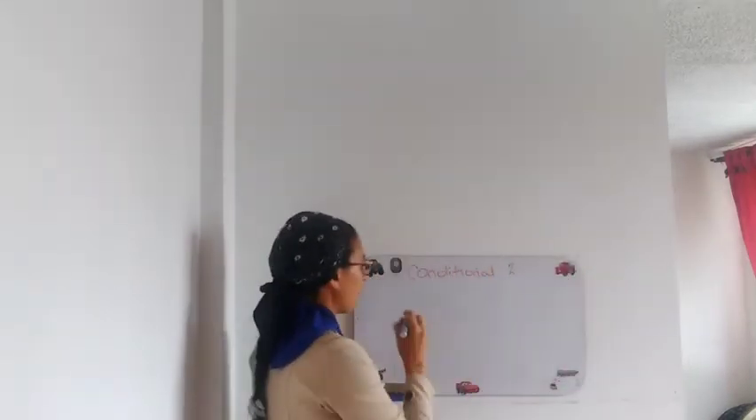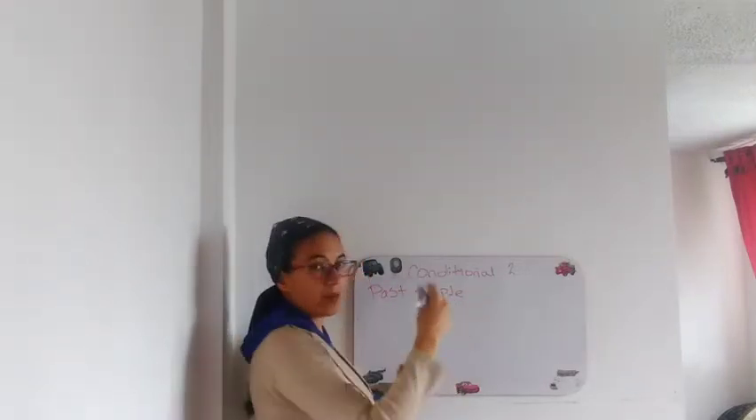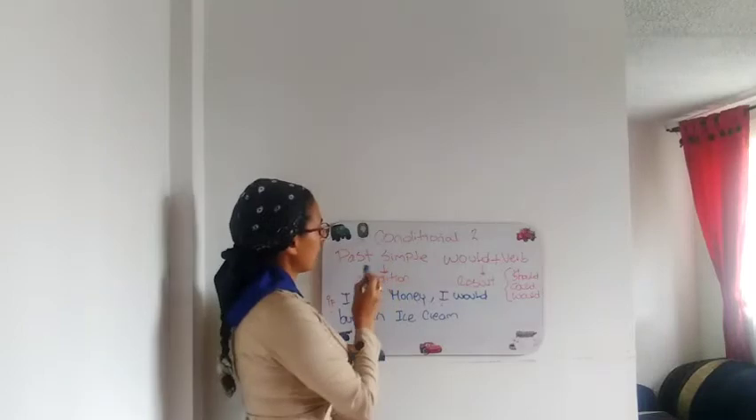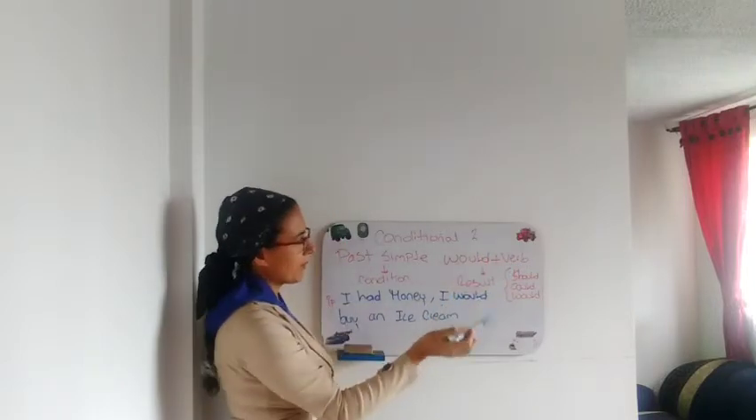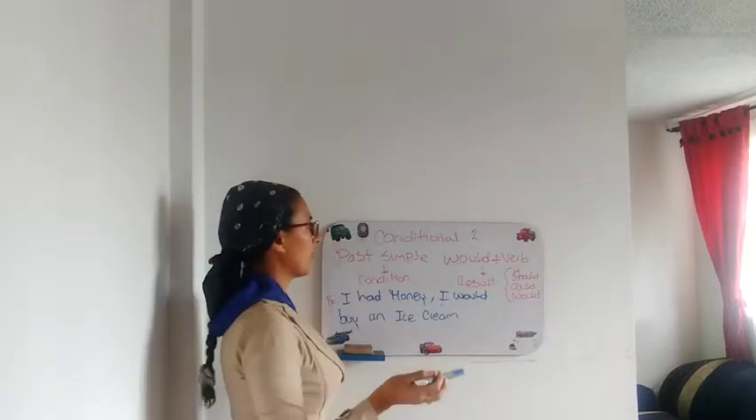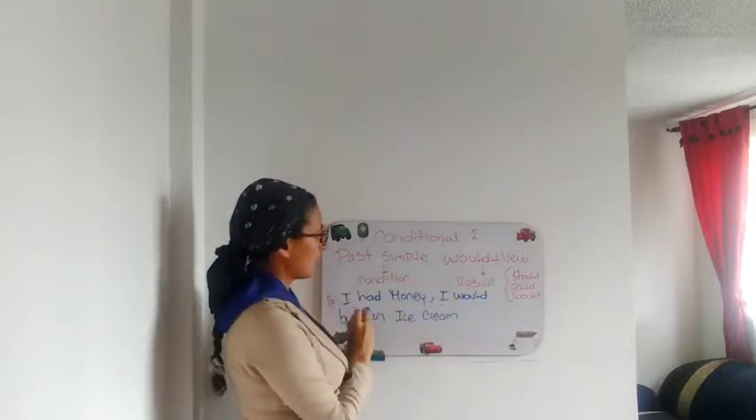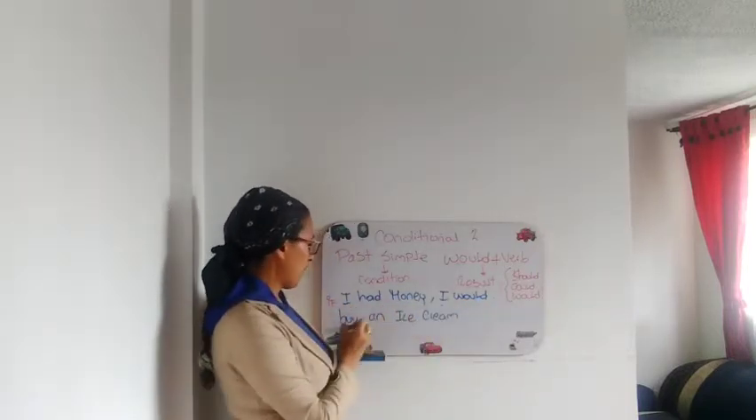or second conditional, we use improbable or hypothetical situations. The first part is in past simple. Let's continue. In conditional 2, the first part is past simple. The second part, the result, is would plus verb. In this case, you can use should, could, or would. Any modal verb is okay. Condition past simple, result would plus base verb. Some example: if I had money, I would buy an ice cream.